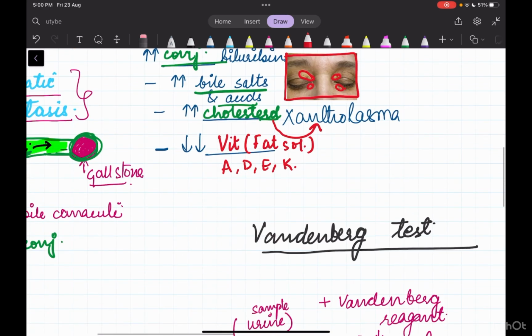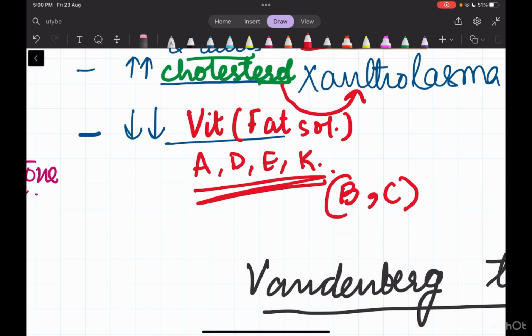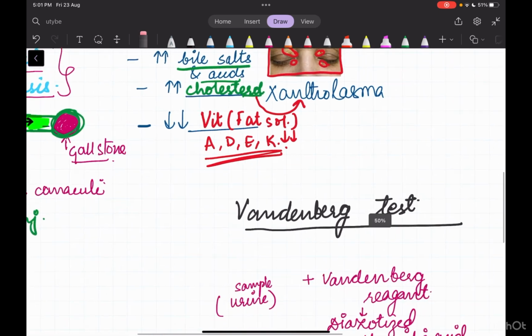There will be no change in the quantity of water soluble vitamins, which are vitamin B and vitamin C. All of these fat soluble ones will be decreased, whereas these will be normal because they are water soluble. They don't need bile for their absorption.